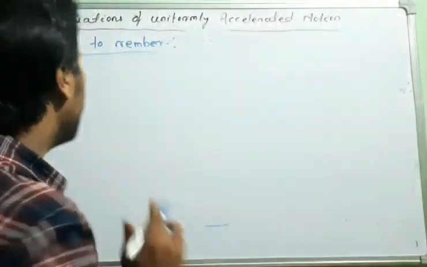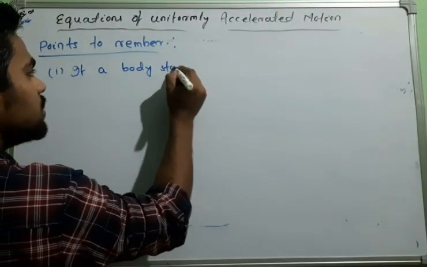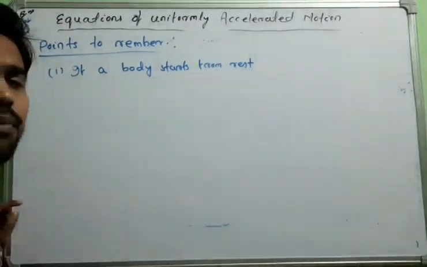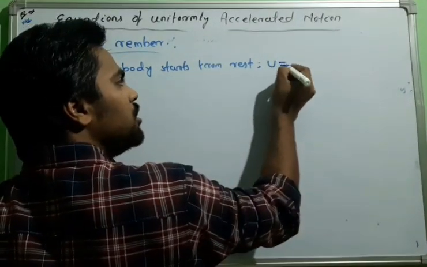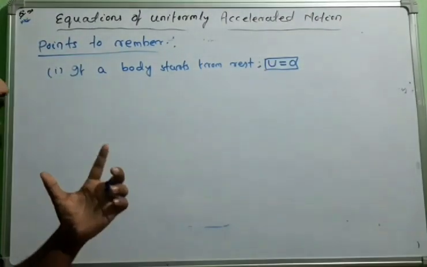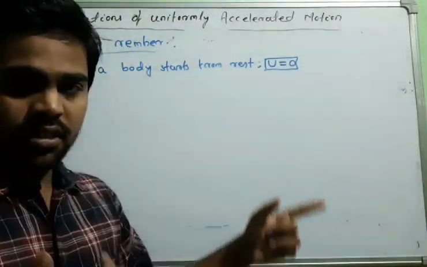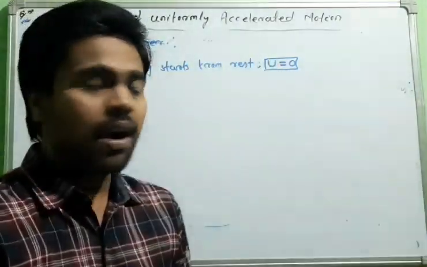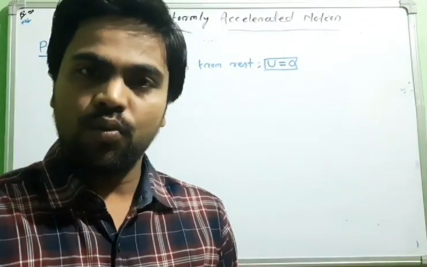If a body starts from rest, then you have to apply the initial velocity U is equal to 0. Very, very important point. If your problem says a car starts from rest, that type of word is coming, then you have to apply the initial velocity is equal to 0. Clear or not?